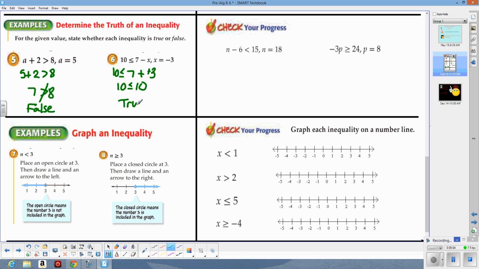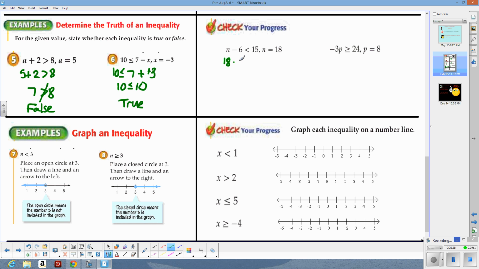Sometimes students think that this is false because they're like, it's not less than 10. Well, it's less than or equal. It doesn't need to be both. It needs to be just one or the other. It either needs to be less than 10 or equal to 10. And since it equals 10, it's true. Now you may want to pause the video and try the next two on your own.